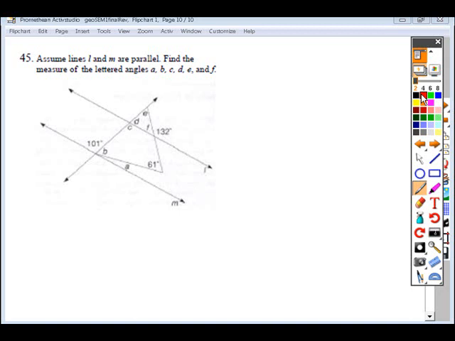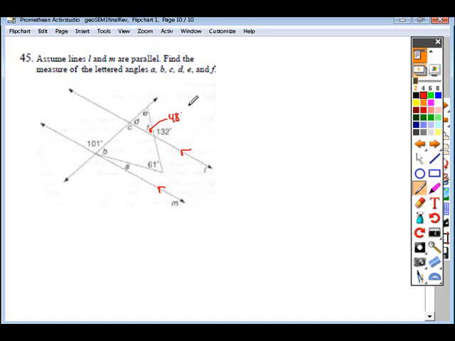And you want to find A, B, C, D, E, and F. When you look at this, you're told that these two lines are parallel to each other, and you want to find these other pieces of information. Well, let's find the linear pair first. If we have 132 here, that means angle F is going to be 180 minus 132. So that's going to be 48.